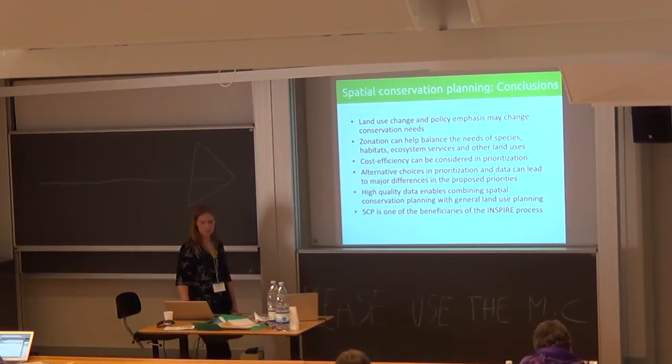And a few words about spatial conservation planning. Coming or future land use change and policy emphasis may change conservation needs very much. And Zonation is a tool that can help balance the needs of species, habitats, ecosystem services and other land uses. But conservation is also one land use, which is in competition with other alternative land uses. And cost efficiency is also a thing to keep in mind and should be considered in prioritization. And as I already said, or Tuuli said, alternative choices in prioritization and data can lead to major differences in proposed priorities, as you all saw.